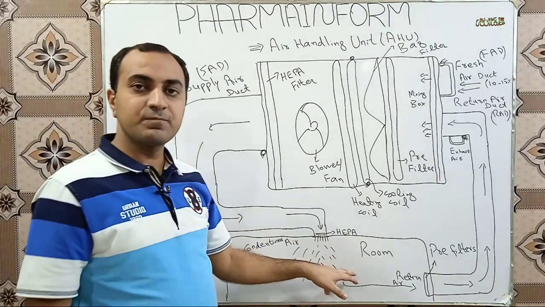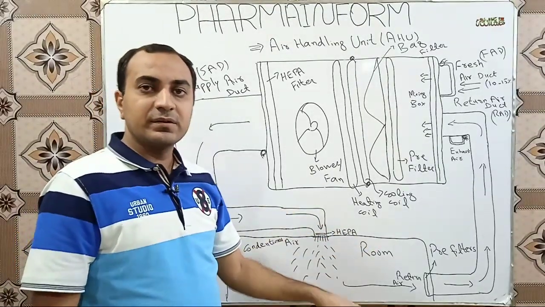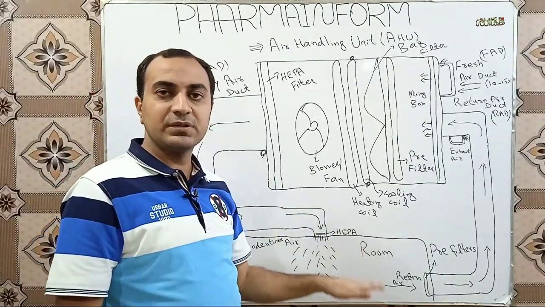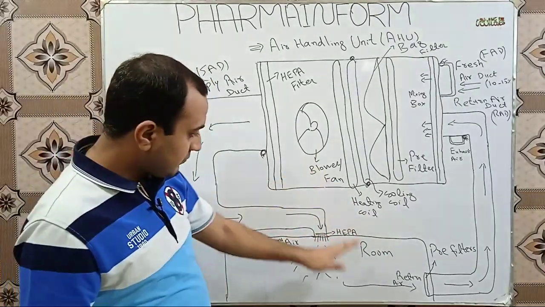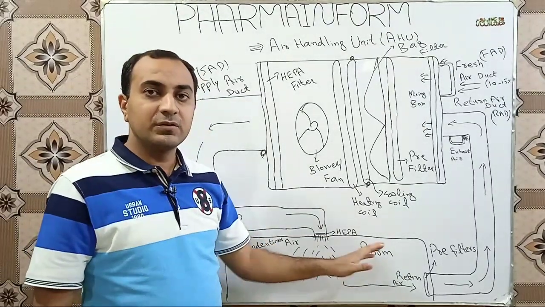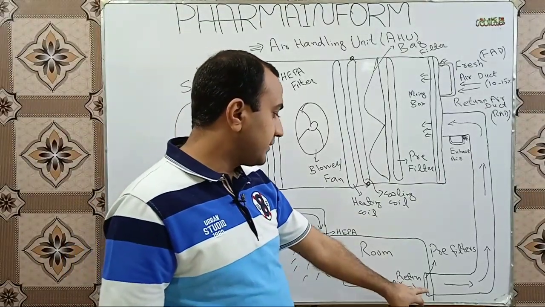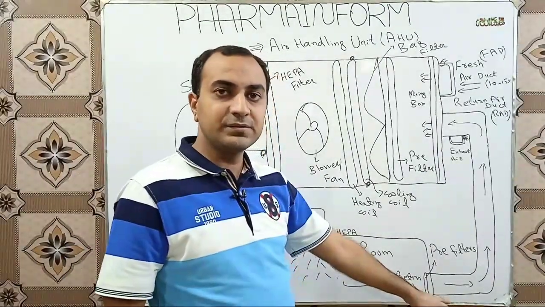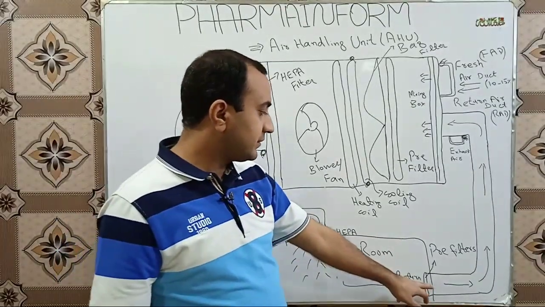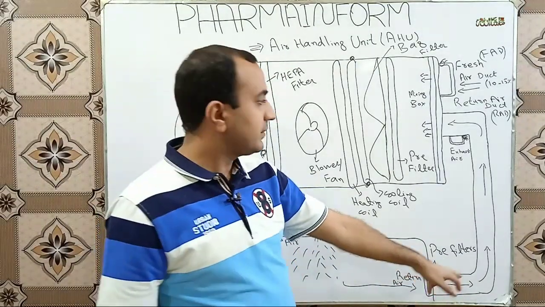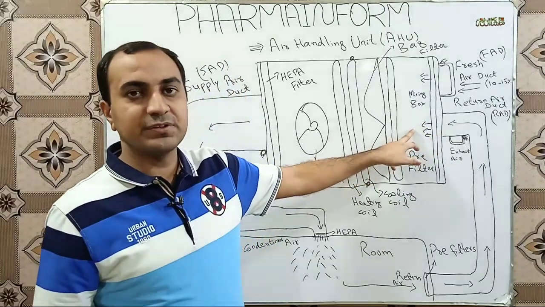So this conditioned air, when supplied into the room, has controlled velocity, controlled air changes, controlled temperature, and controlled humidity. So this air then leaves the room through the return air grills. Here we also have a pre-filter. From the return air grills, air enters the return air duct, and then it is used for recirculation.